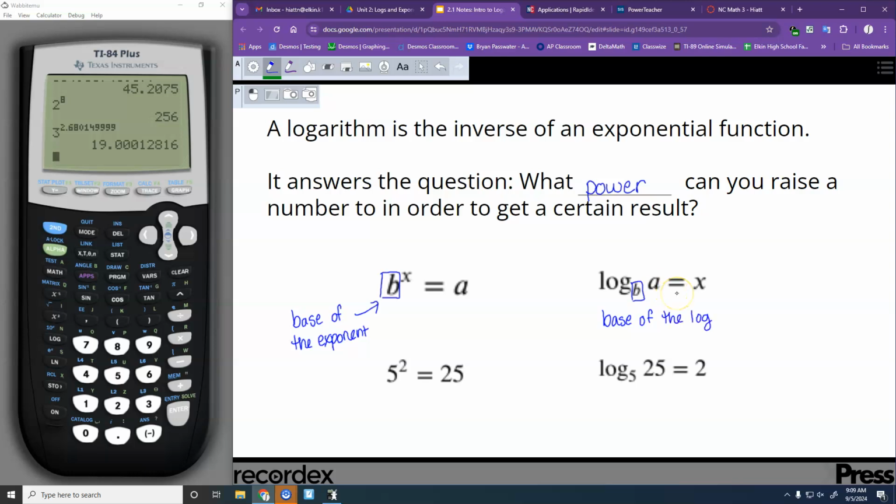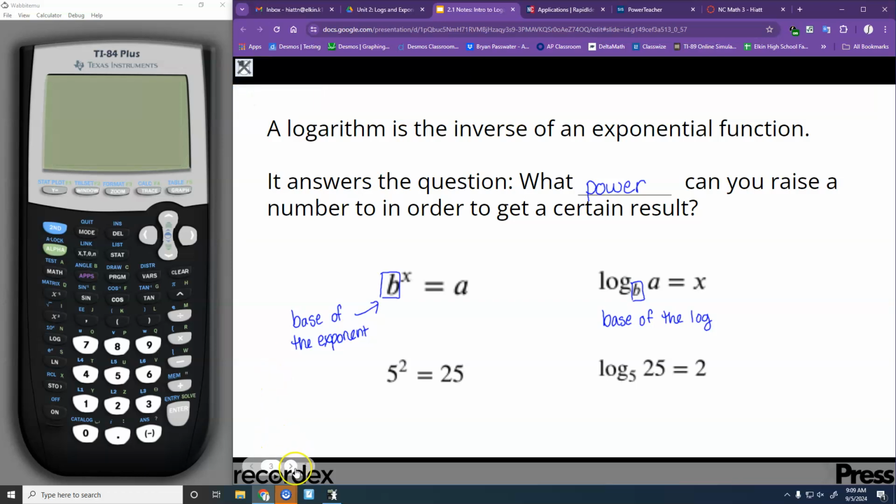Okay, so if we rewrite an exponential to make it a log, the base of the exponent becomes the base of the log. And then you'll see the x goes over here, the a stays right here. So like on the bottom example, 5 is your base. It's being raised to the 2nd power. When it's rewritten as a log, you have log base 5 of 25 is how we would read that. Log base 5 of 25. Okay? So let's look at rewriting these.